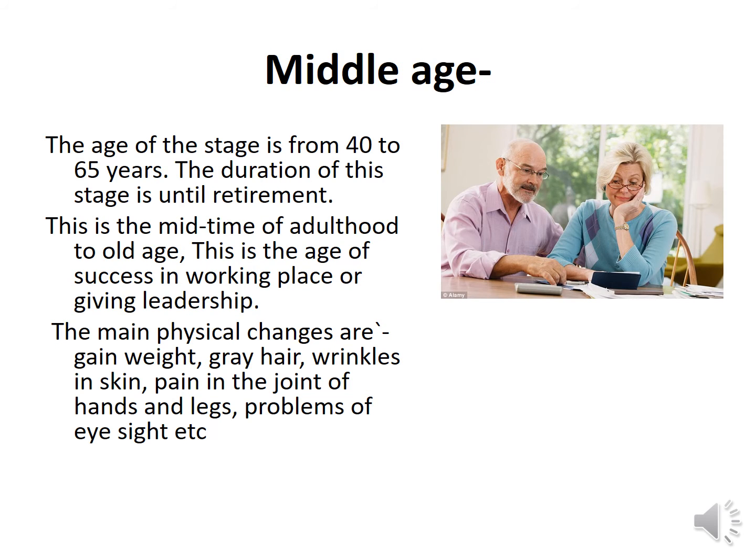Middle-aged people are from 40 to 65 years, and this is the mid time from adulthood to old age, and this is the age of success in the working place or giving leadership. So we have observed that some physical changes happen during middle age, like gaining weight, gray hair, wrinkles in skin, pain in the joints of hands and legs. These are some degenerative processes that occur, because their cells become decaying, and they start complaining of their physical problems.